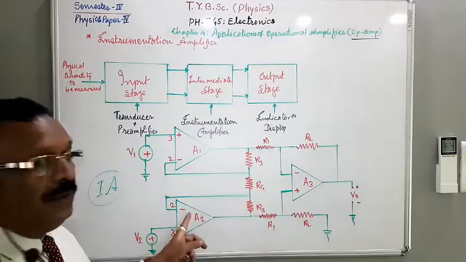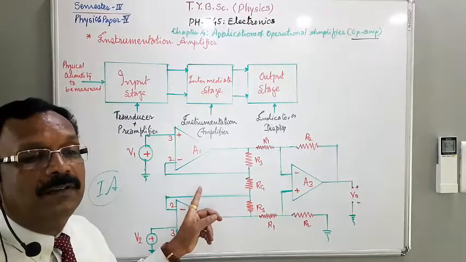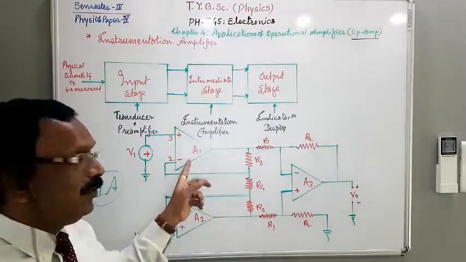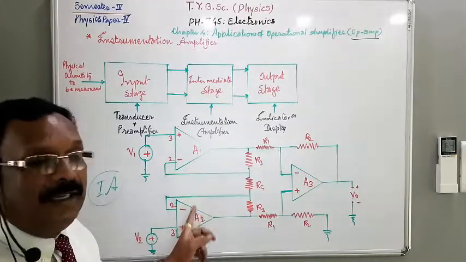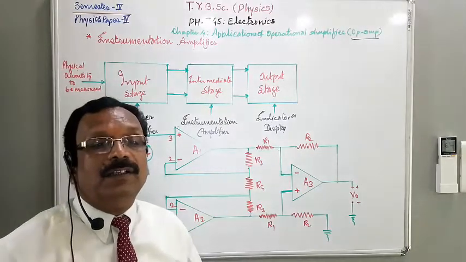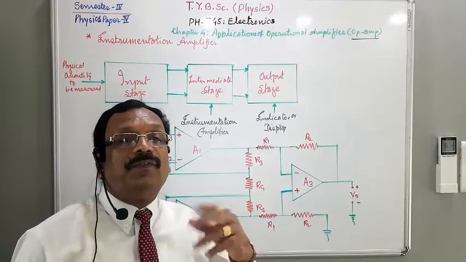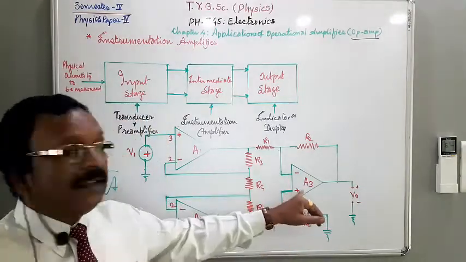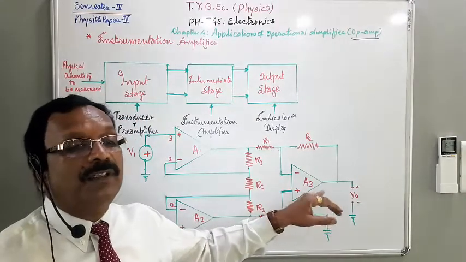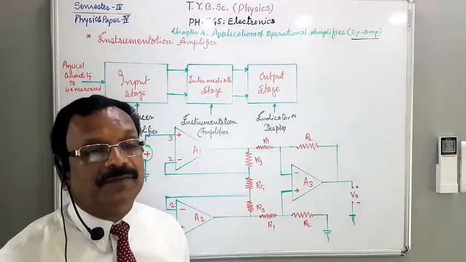Consider A1 and A2. These two amplifiers, A1 and A2, form the input or first stage, and A3 forms the output or second stage.